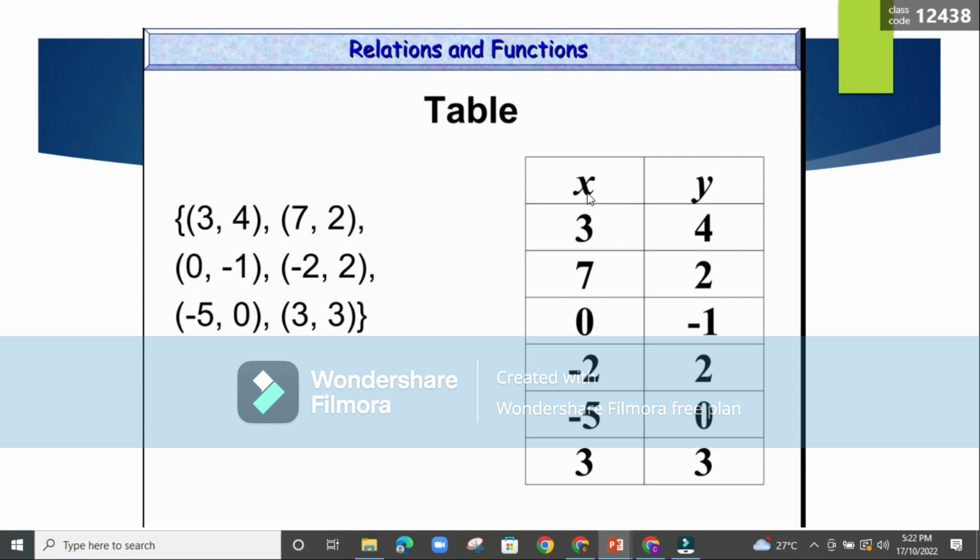So x would be your values of your domain. You have 3, 7, followed by 0, then -2, -5, then 3. And you also have for your y, you have 4, 2, -1, 2, 0, and 3. Okay? So I hope you were able to follow.